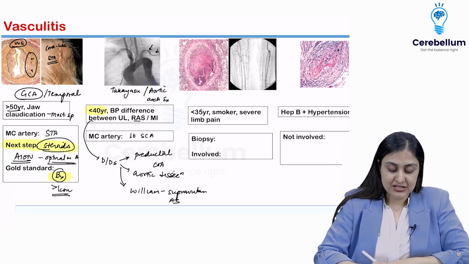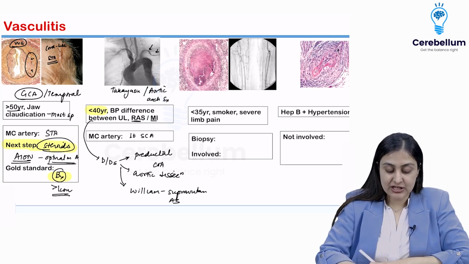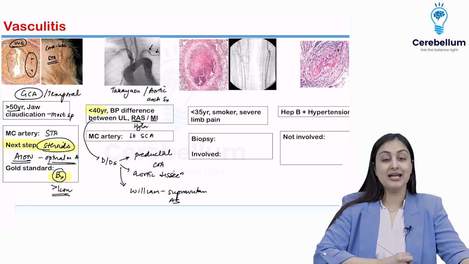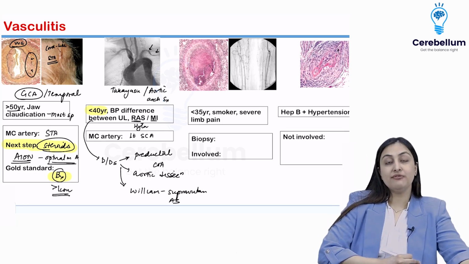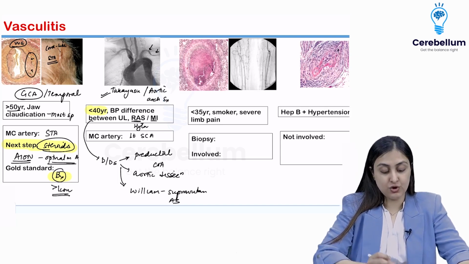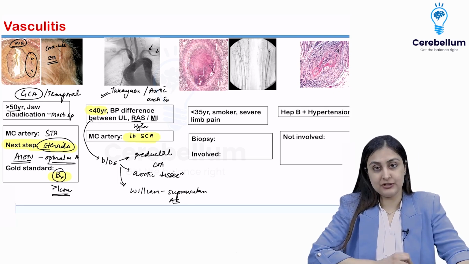Apart from that, because it's large vessel, it can block renal artery, coronary arteries, resulting in hypertension and MI as well. Alright, so we have a modified Sharma's criteria that we use for Takayasu. The most common vessel is left subclavian.